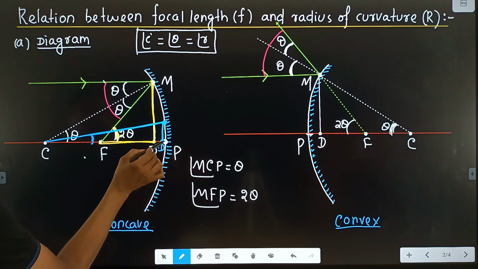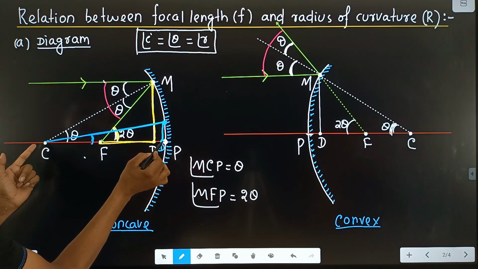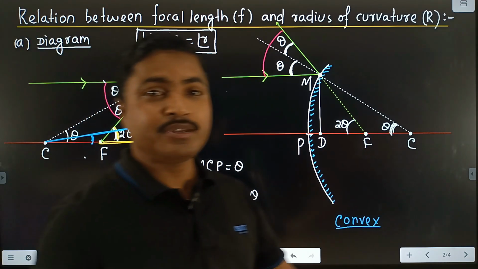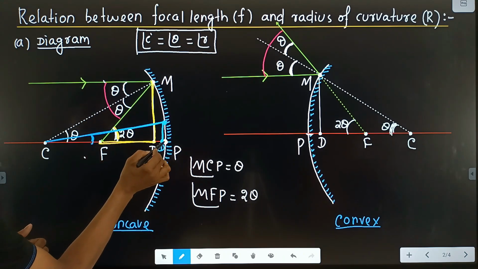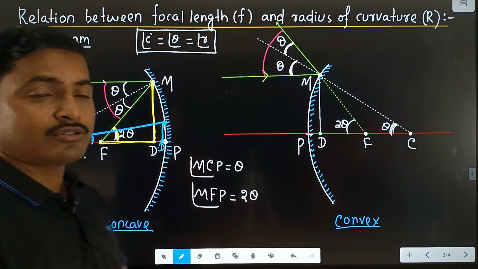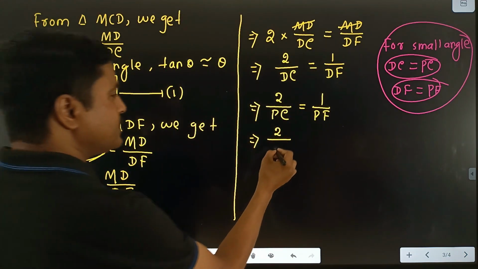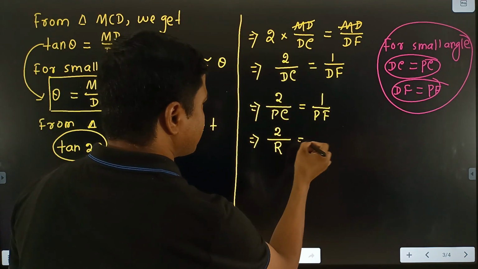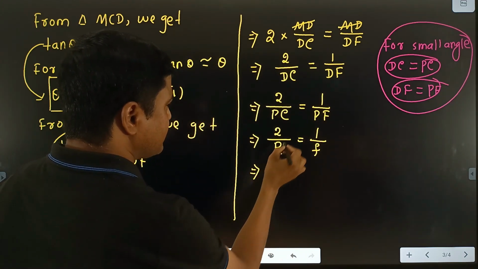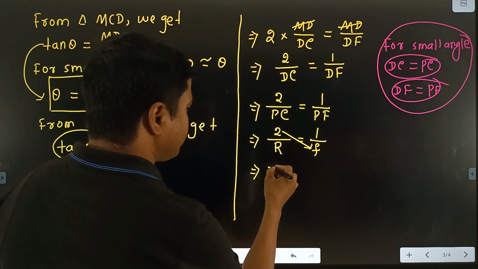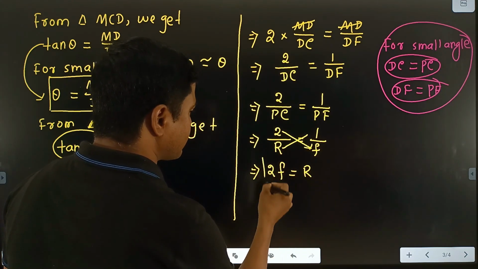What is PC? P is the pole, C is the center of curvature. So P to C is the radius of curvature. Similarly, what is PF? F means focus. Pole to focus, this distance is known as the focal length. So in this expression, in place of PC we write the radius of curvature capital R, in place of PF we write small f. That means twice of f is equal to capital R.